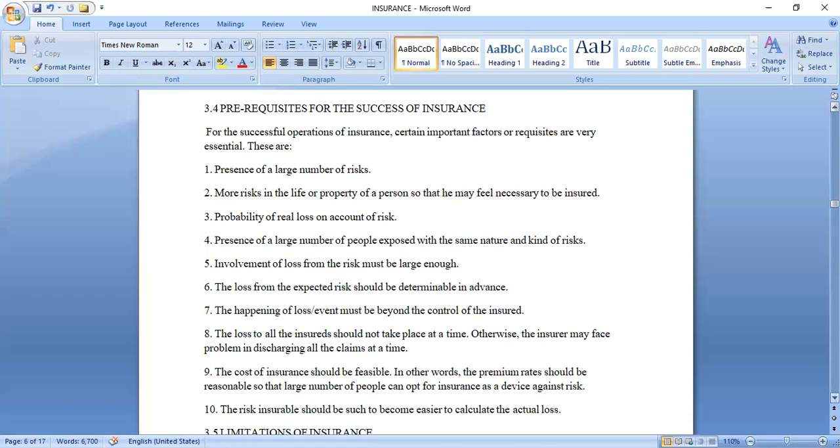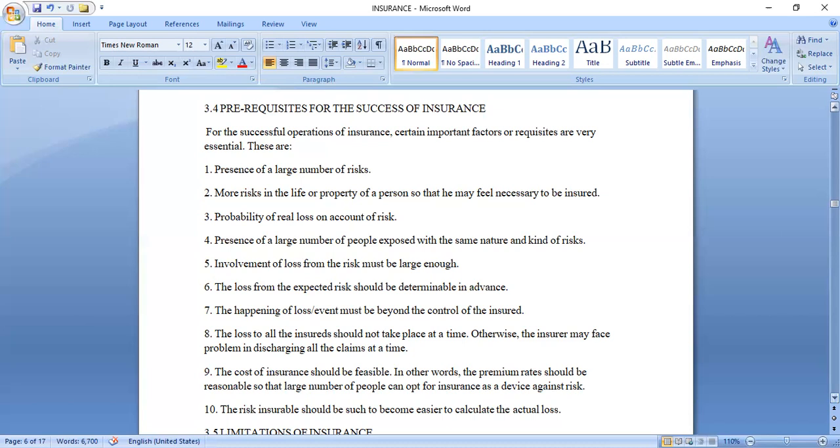Like we've already looked at this, even the property that you want to insure should have a substantial number of risks. They'll look at the property and say, no, this property is not bound to a substantial amount of risk, and therefore you should not take insurance for it. So they will first assess, like we've already looked at in the characteristics and nature of insurance, that it involves evaluation of risks.